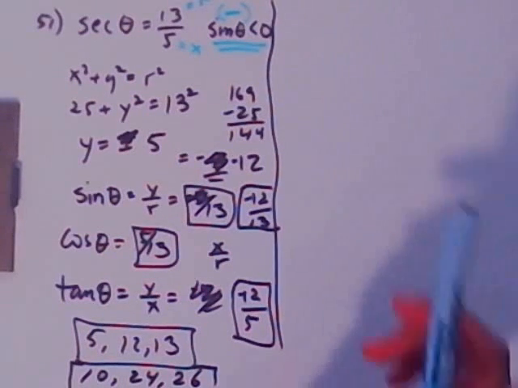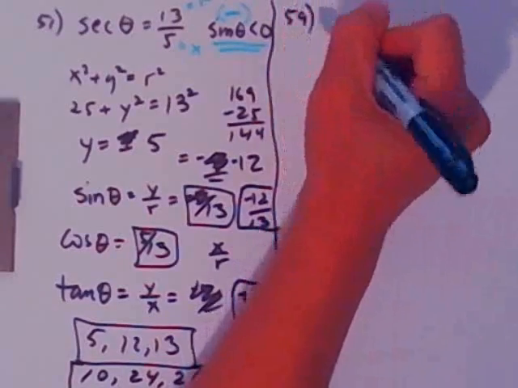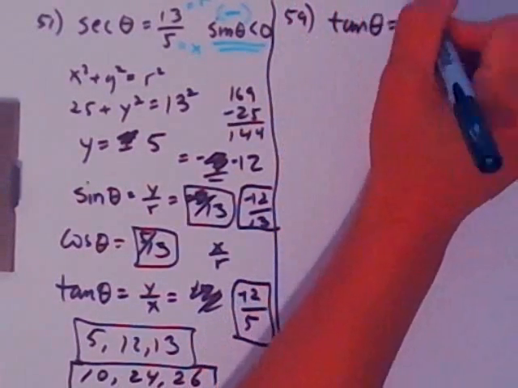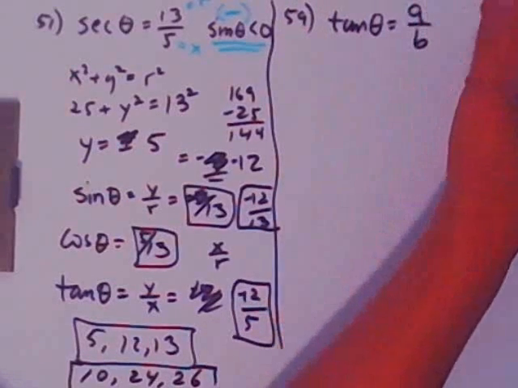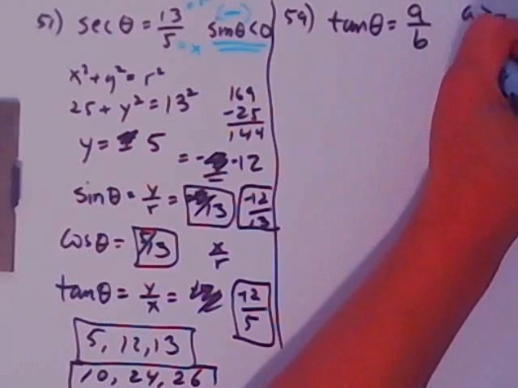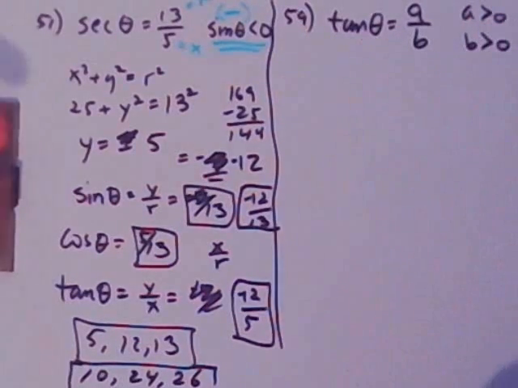Let's do 59. The tangent of an angle is equal to a over b. Here's the ratio. And where a and b are both positive. So a is greater than 0, b is greater than 0. That means they're both positive.